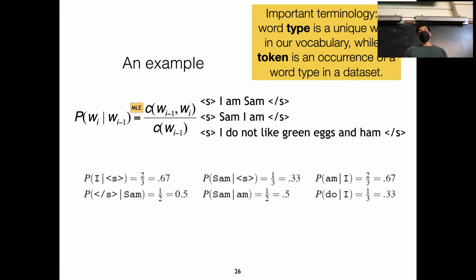No, because am Sam is going to be a different occurrence in your probability count table than Sam am. Sam am actually never occurs here, so.